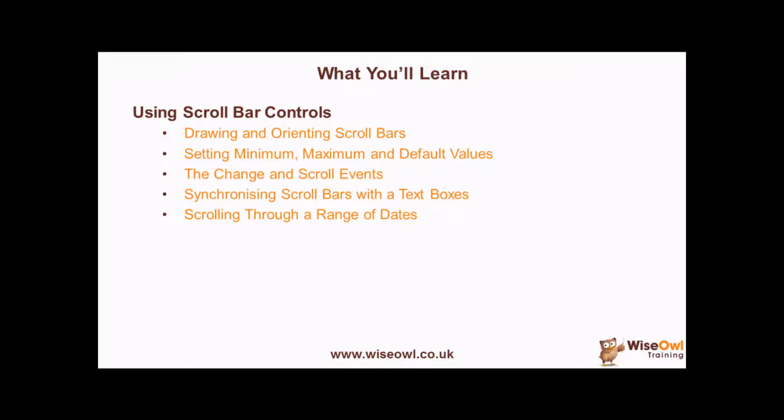So I'll explain how you can draw scroll bars and set their orientation, whether that's vertical or horizontal. And we'll explain some of the basic properties such as the minimum, maximum and default values. We'll talk about the difference between the change and the scroll events, just like for spin buttons, and also explain how you can synchronize the value of a scroll bar with the value of a text box.